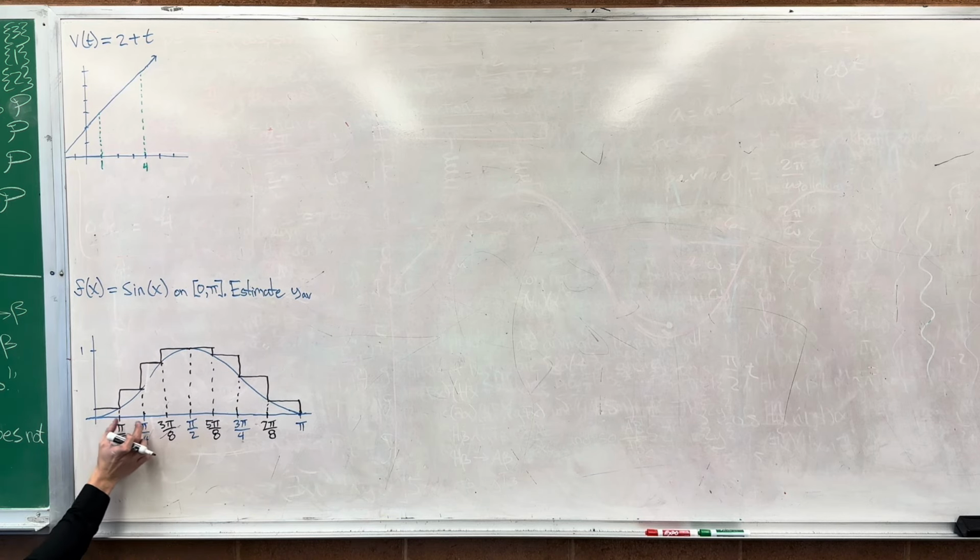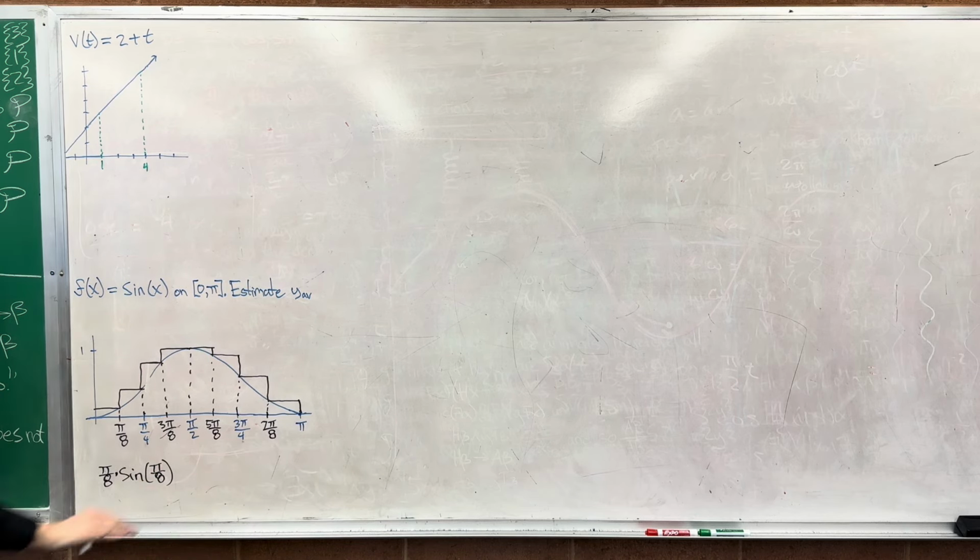First off, what is the base of each of my rectangles? Pi over 8. Okay. So my first rectangle is its base times, what's the height here? It's the height of our function at pi over 8, so sine of pi over 8. You see that? Because this is a sine function. Oh, duh. Yeah, got you. Okay, there's the area of our first rectangle.